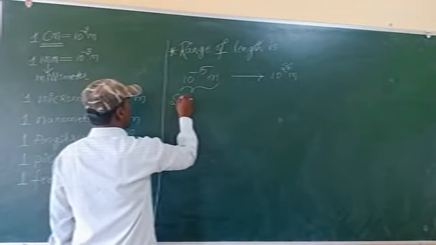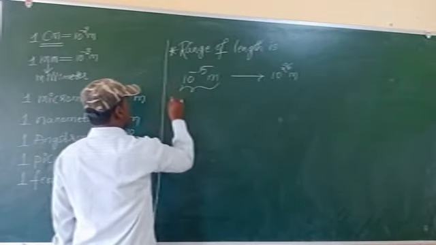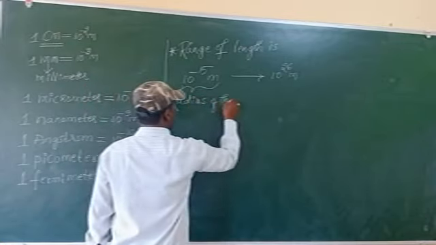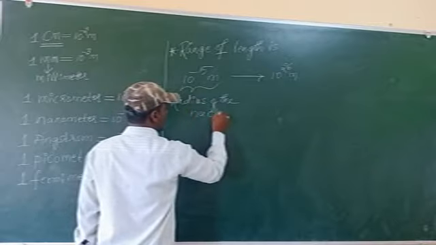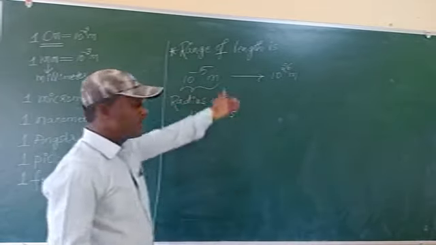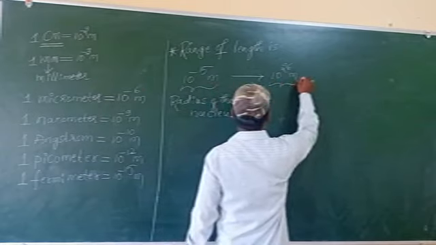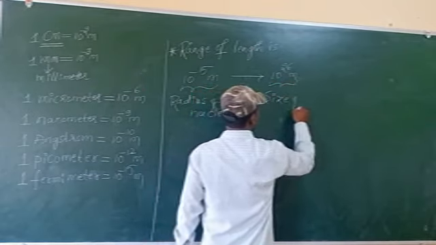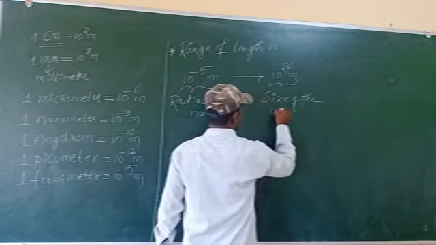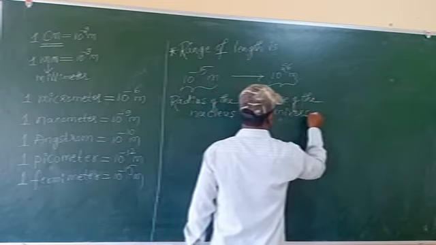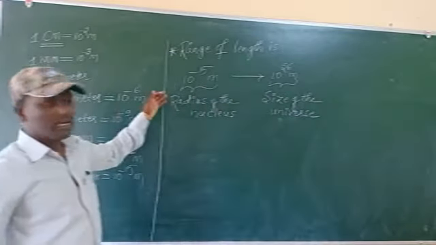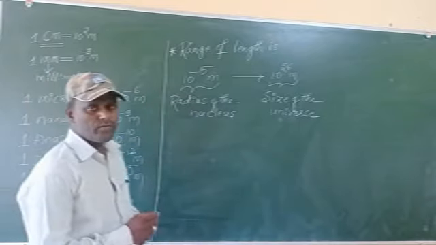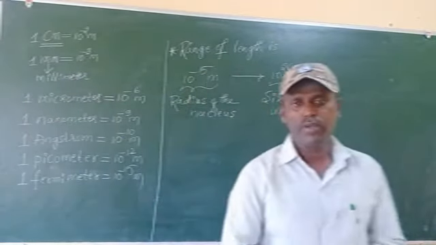This is the size or radius of the nucleus. Here 10 to the power of 26 meter is the size of the universe. So what is the range of length here? Range of length is 10 to the power of minus 15 meter to 10 to the power of 26 meters.